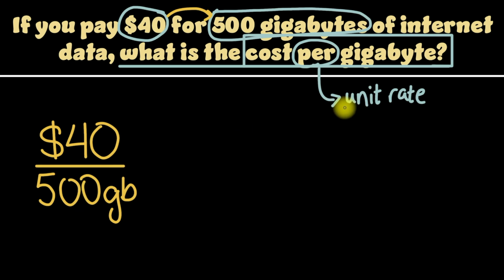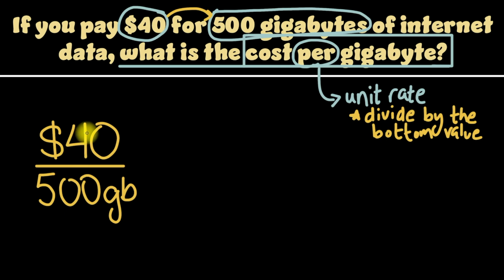But remember that we're being asked for the unit rate. How much money or how many dollars is it per gigabyte? In other words, for every 1 gigabyte. And how do we do that? Well, whenever we find the unit rate, all we have to do is divide by whatever's in the bottom of the rate. And what's the bottom value of the rate? Well, that's 500. So we're going to divide both the top and the bottom by 500. So we'll divide the top by 500, and we will divide the bottom by 500.